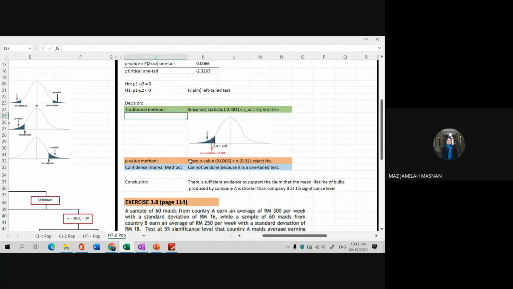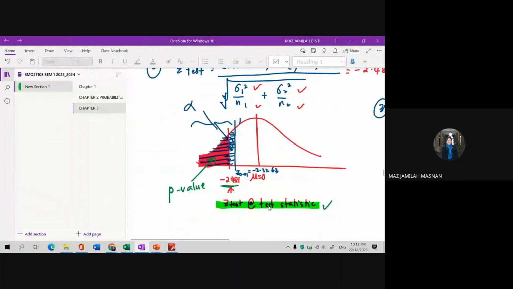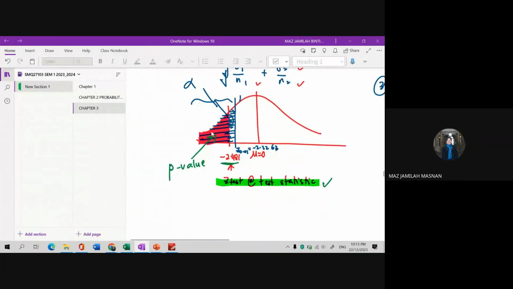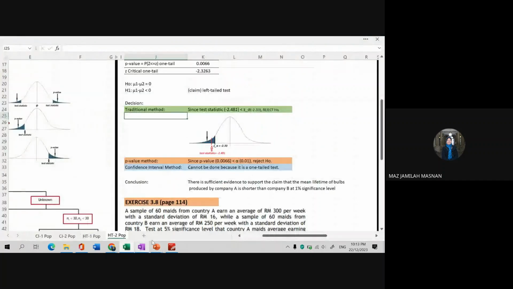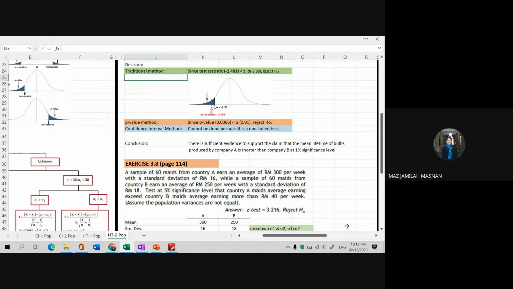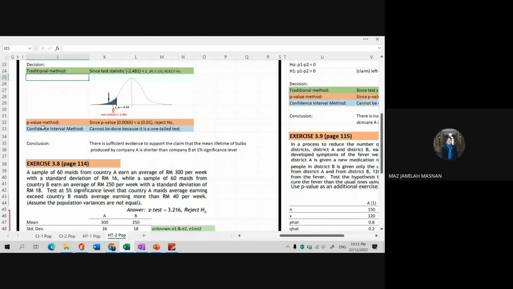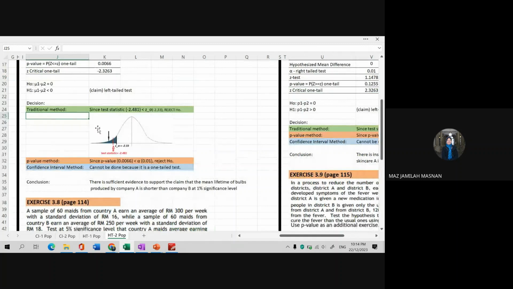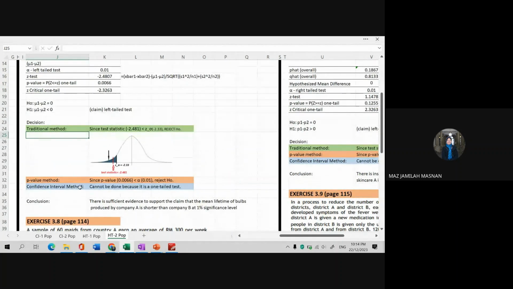If you are using your p-value method, since you have understood this particular case, this is your p-value compared to your alpha. If your p-value is smaller than your alpha, you reject the null. So in this case, using the p-value method, since the p-value 0.0066 is less than 0.01, we reject the null hypothesis. But the confidence interval method we can't do, because it is a one-tail test. It's not fulfilling the requirement for the confidence interval method.